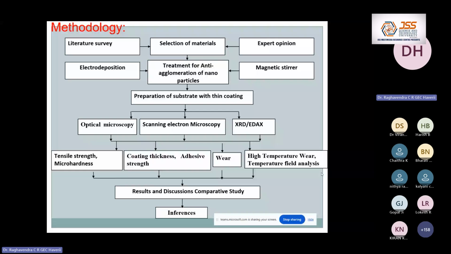Then, for mechanical properties, we will go for tensile strength, microhardness, or compression strength, whatever it may be. We will check it out. There are different ASTM standards, and we will go with those. The mandatory things are the coating thickness, which we need to check, and the adhesive strength. Coating thickness can be controlled in the coating method itself. Then we will have the adhesive strength, or what we also call the bonding strength.